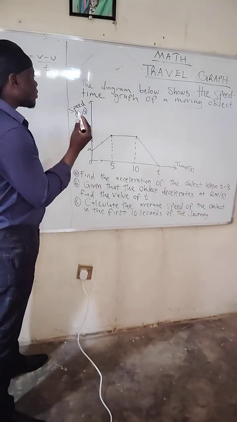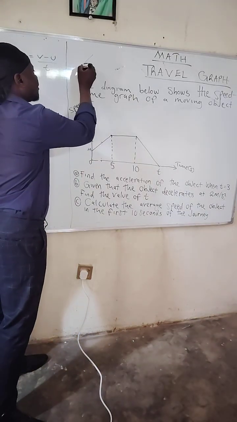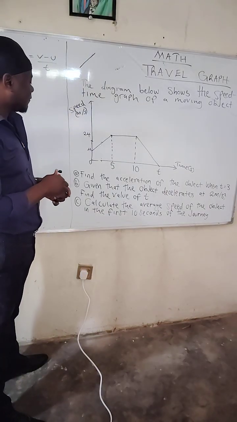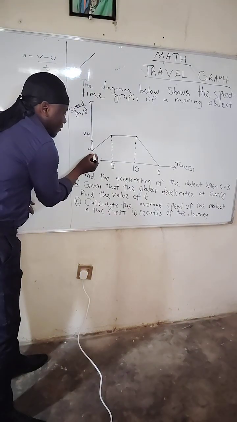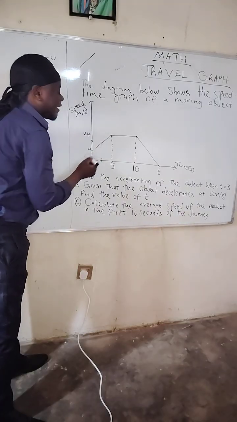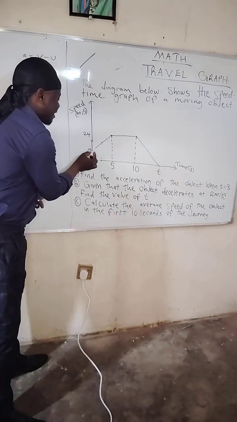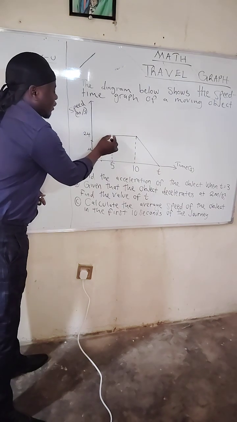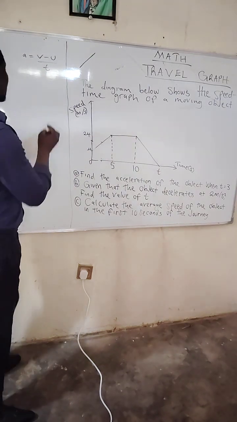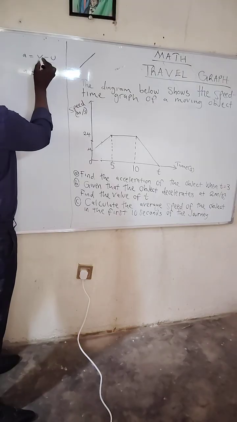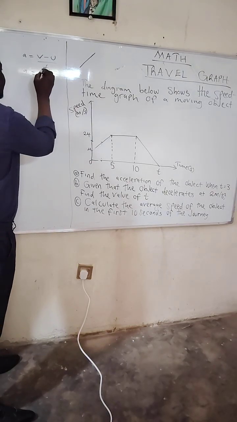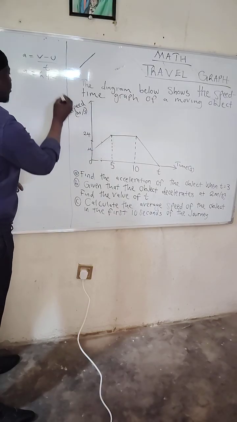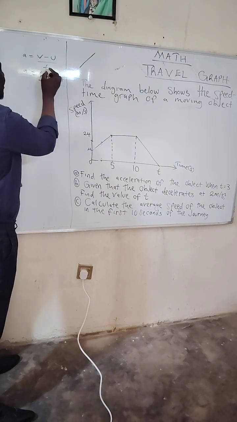Since we are calculating acceleration, you focus where you have a slope which is going up on your right. It starts from here and goes up to here. So the final is here. The final velocity is 24. Where there is v, you put 24, minus u, the initial, which is 4, over time.